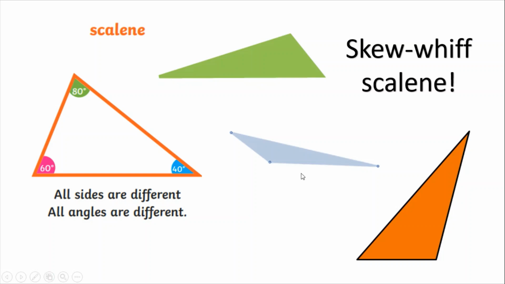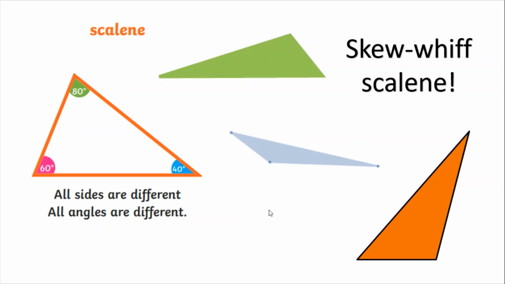And because all the sides are different, it means that the triangle can look a little bit skew-whiff, which means kind of a little bit wonky. And so that's why I remember it as a skew-whiff scalene, because there's no right angle, there's no two sides that are the same, and so it looks a little bit skew-whiff. Whichever way round it is, and there's a green and a blue and an orange one here, it's a little bit skew-whiff. So a skew-whiff scalene.